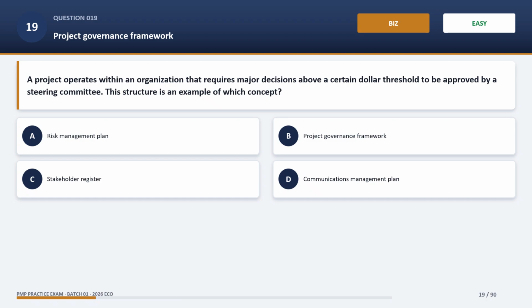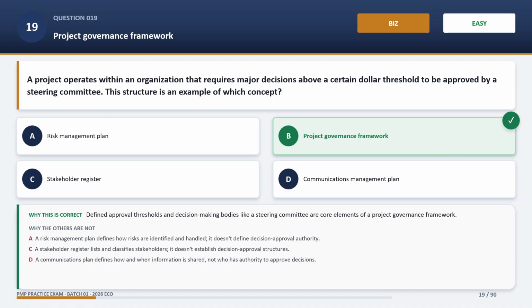The correct answer is B, Project Governance Framework. Defined approval thresholds and decision-making bodies like a steering committee are core elements of a project governance framework. Now, why the other options are wrong.